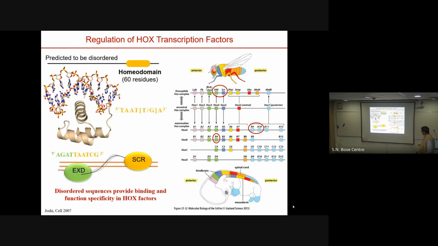Okay. So all of this work was actually done with the Hox proteins taken from Drosophila, and the next one that I will show you is for this Hox protein, which is taken from humans, and it is called Hox A9.